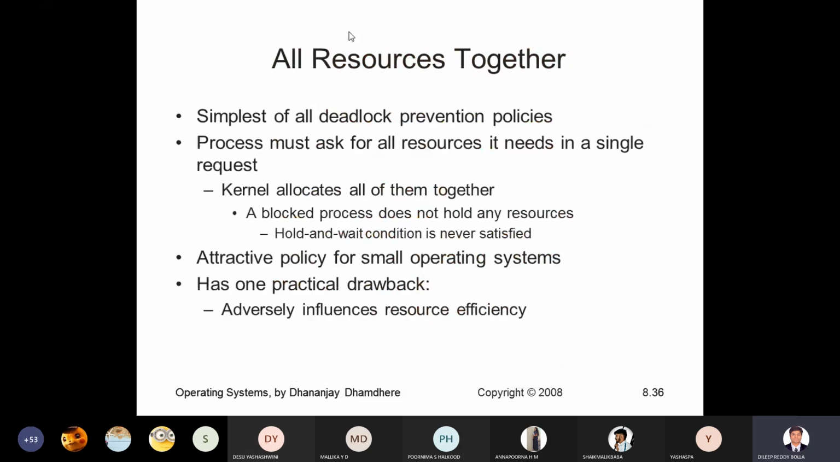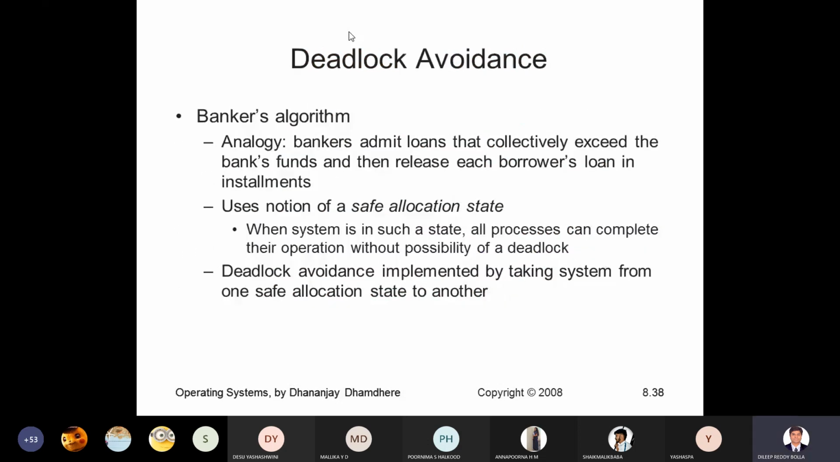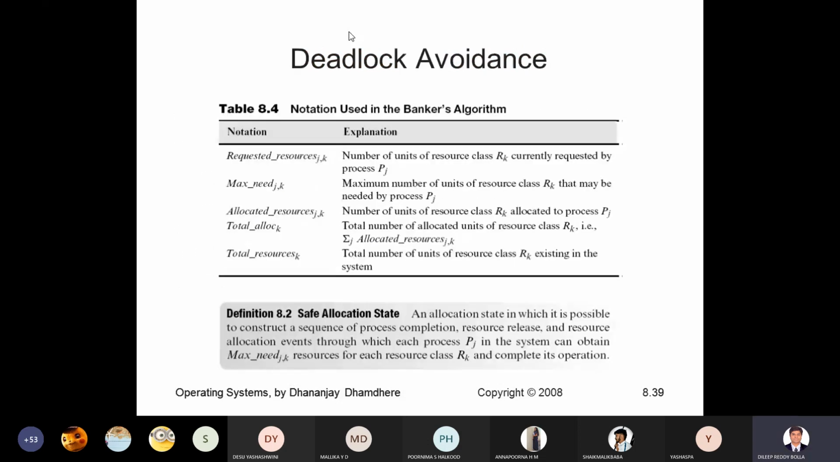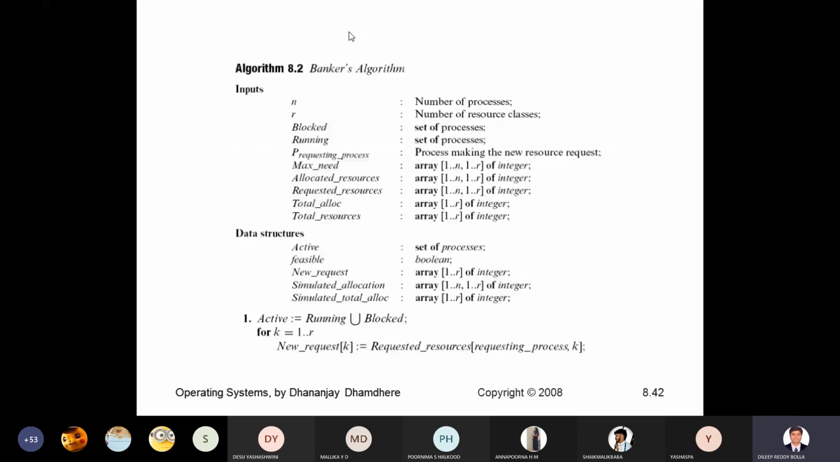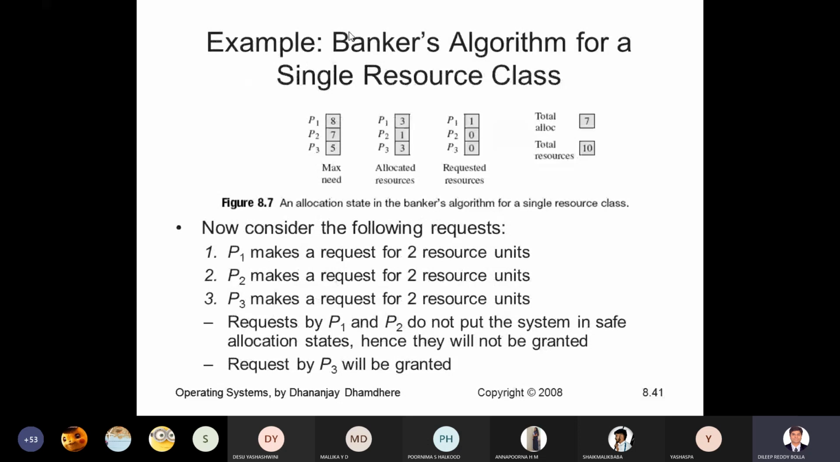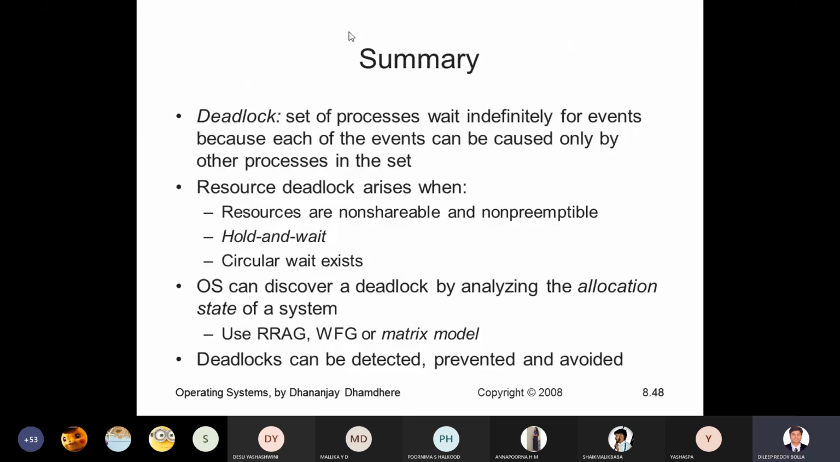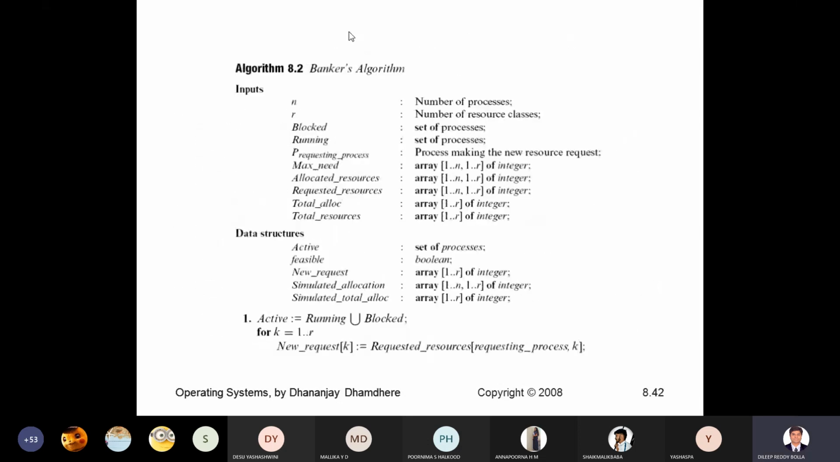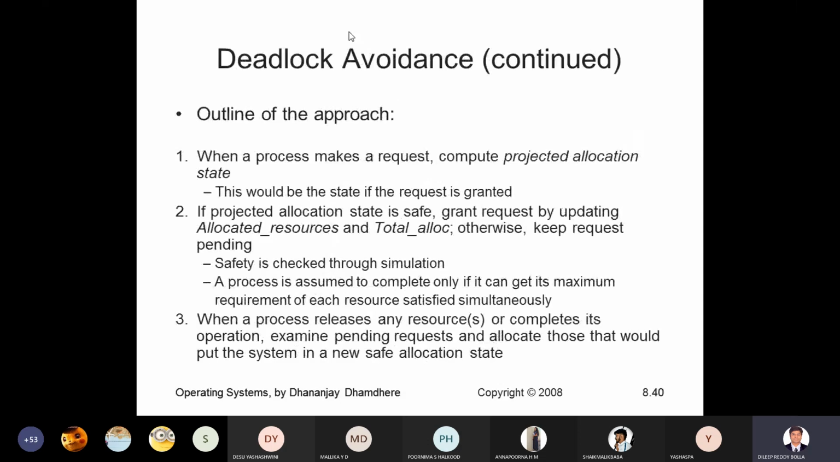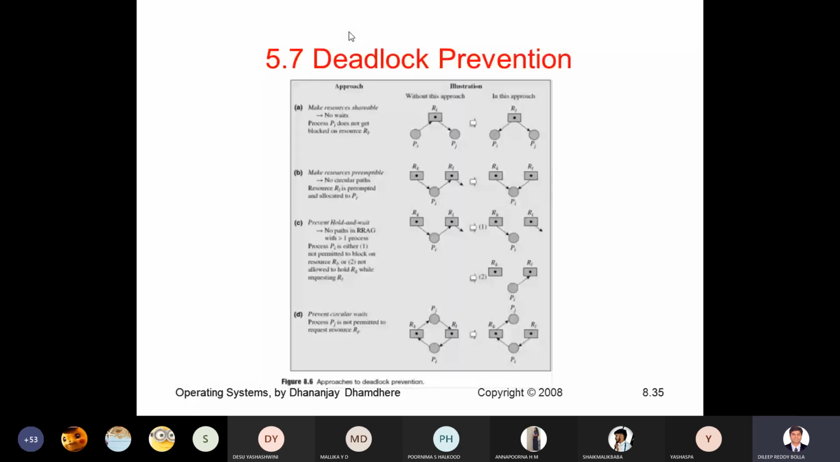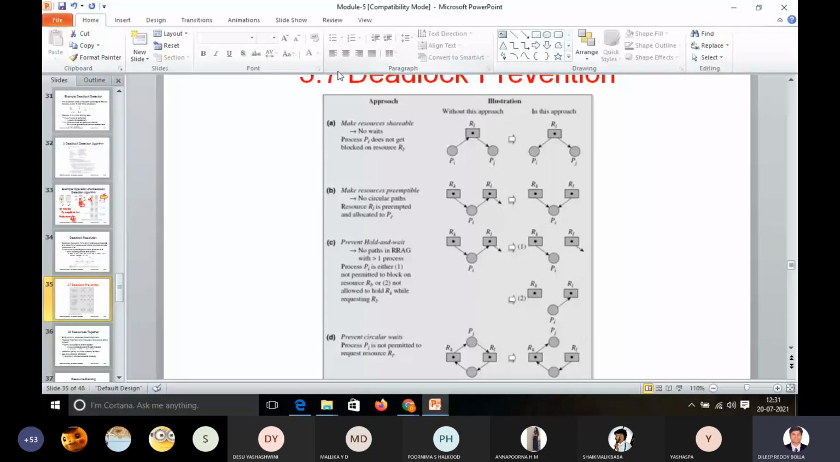And further we have a few concepts: deadlock avoidance. We'll see this algorithm also. That will be the end of module 5. So let us understand it one by one. So next class we'll see deadlock prevention. So any doubts in this?